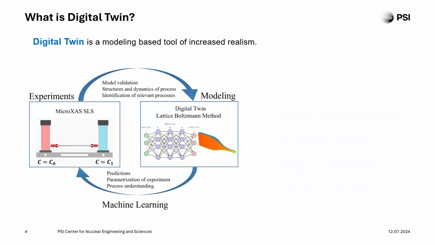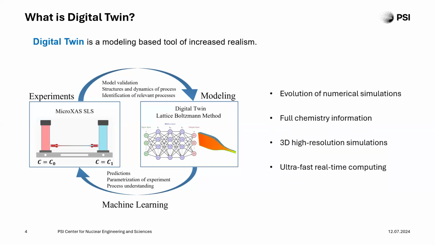So what's the advantage? We see this as an evolution of previous numeric simulations. We can obtain full chemistry information during the simulations, and we are performing 3D high resolution reactive transport simulation, which is maybe more accurate than the previous 1D or 2D results. And the most important part is the computational time is ultra-fast, in real time. Even heavy computational tasks can be completed within several minutes or even seconds.